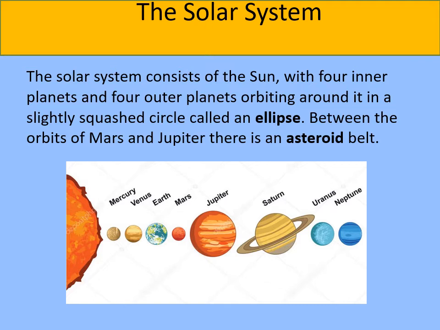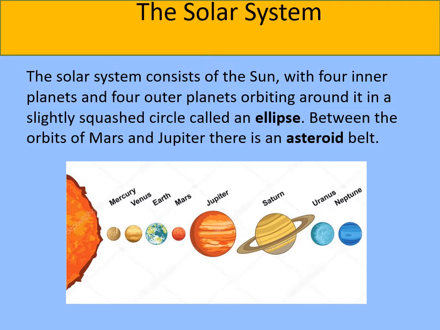So, our solar system. The word solar means sun, and our solar system consists of 8 planets, 4 inner planets and 4 outer planets, and they are circling or orbiting the sun. The sun is a star, and the way that they orbit the sun is in a squashed sort of circle, which is called an ellipse. In between Mars and Jupiter, as you can see on the diagram as well, we have something called an asteroid belt, and it is the sun's gravity that keeps the planets in orbit.